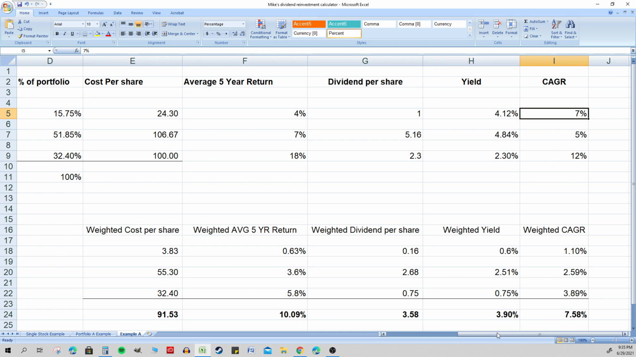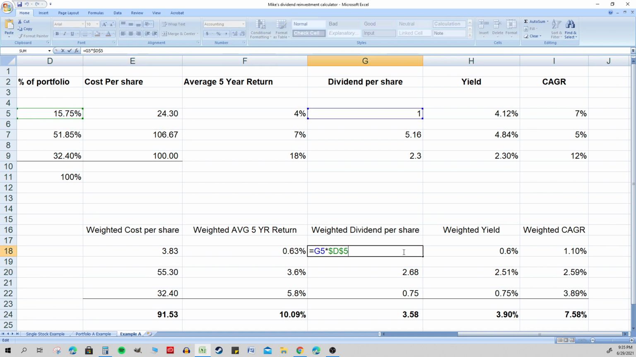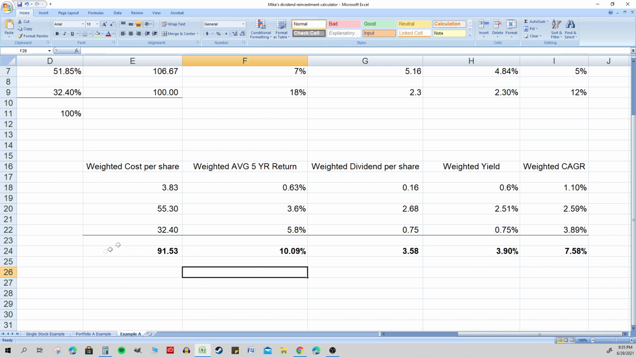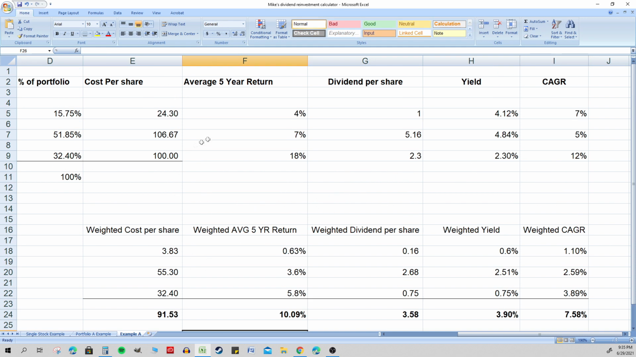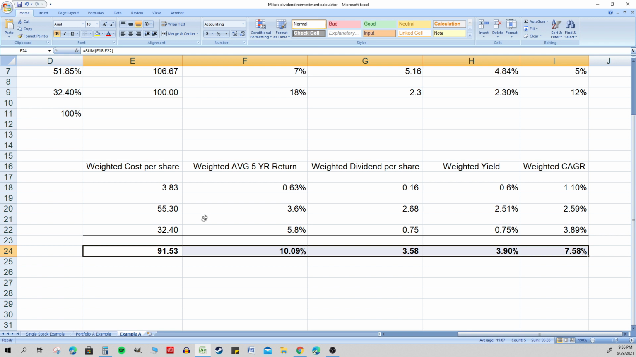But if you did this, I've set up the formulas down here for you, so it takes the weighted average cost per share down here, the weighted average 5-year return, the weighted dividends per share, the weighted yield per share, the weighted compounding annual dividend growth rate per share, and these numbers right here, all of them, of course, are pulling from the information you put up here. So if you put this information in up here, this will automatically calculate for you down here. And you can add more rows to this. You can extend the formulas down so you can add more investments if you want.